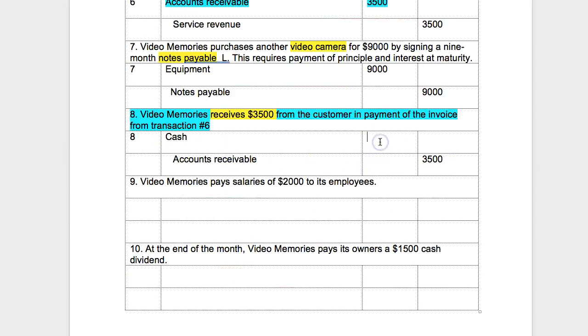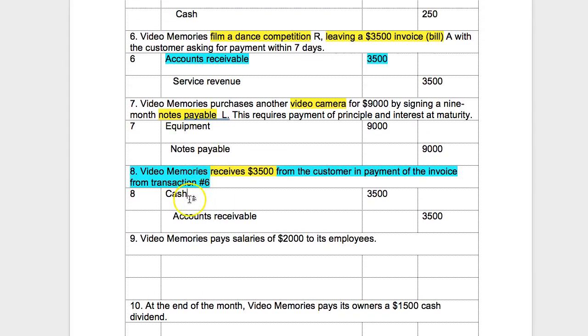Notice that both of these are both assets. Cash is an asset and accounts receivable is an asset. In this case, one asset is increasing and the other asset is decreasing. So there's no change in total assets. The reason why is when we earned the revenue, we increased the revenue and we also increased the asset at the same time. So in question 8, we're just moving from one asset to another asset.